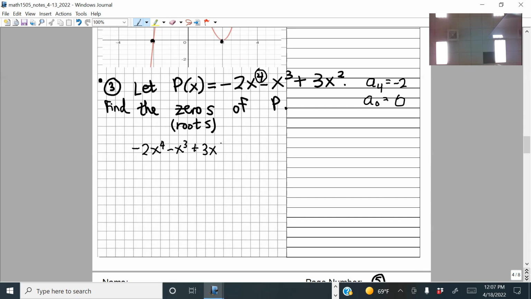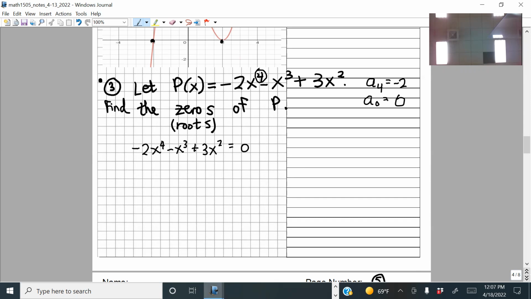So this is fourth degree. By the way, that's called a quartic polynomial, quartic. And so our only option here is maybe factoring. Oh, I hope we can factor this one.